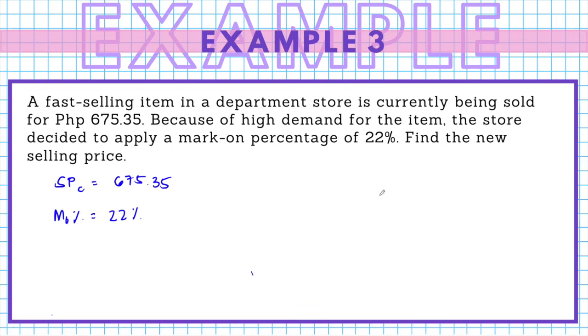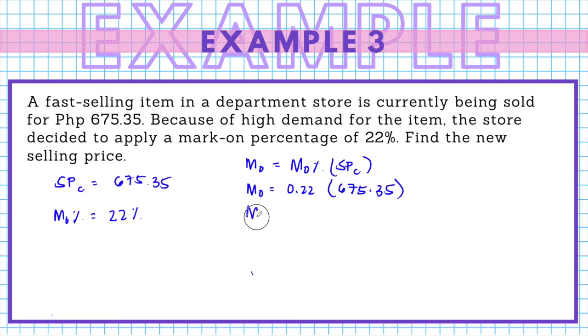Now, to determine our new selling price, we make use of our formula for the mark-on. We know that mark-on is equal to the mark-on percentage times the current selling price. So, substituting all of our values, the mark-on is equal to 0.22 times 675.35. Simplifying this, our mark-on is equal to 148.14.